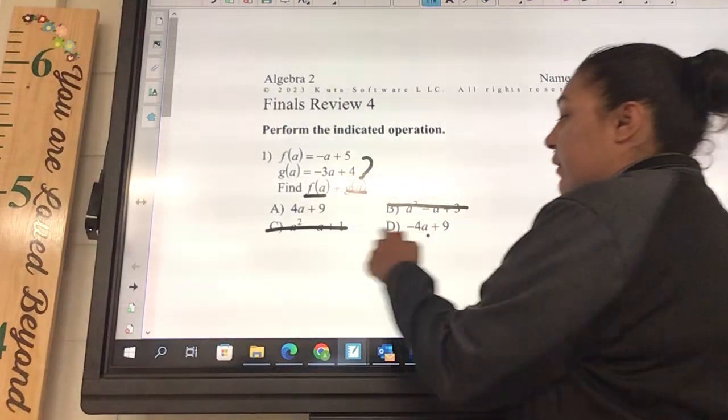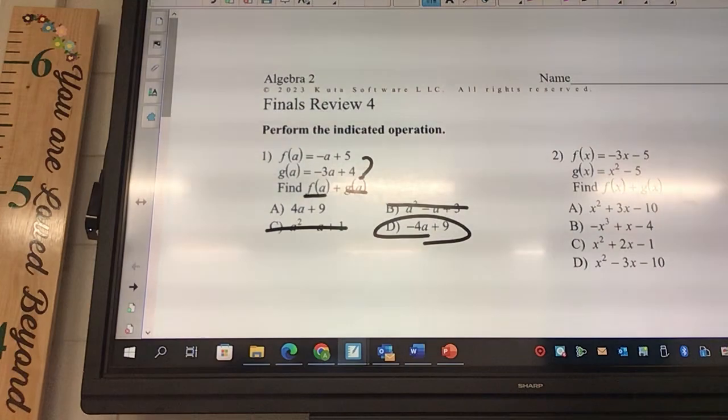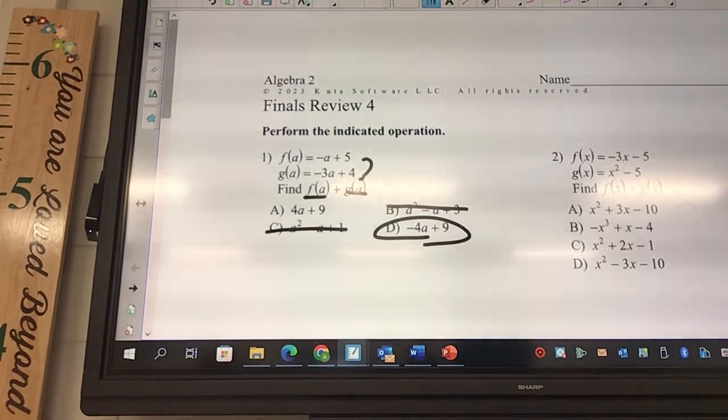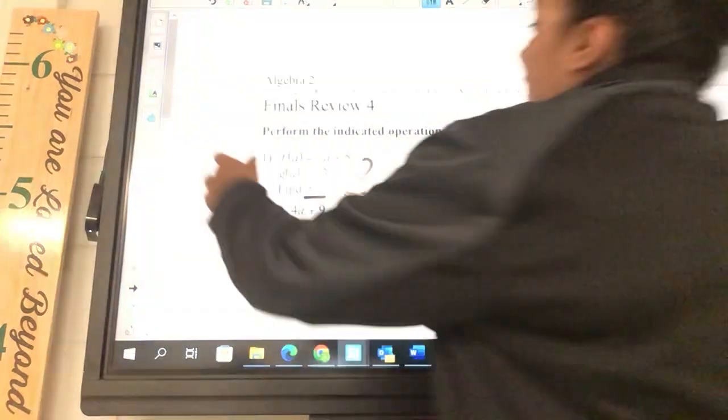Negative 4a. Okay, so that's got to be that one. It's D. This is what I'm talking about. People I still thought you get said mad. C. That's C. I said, no, I didn't. I was trying to make sure because it was D.